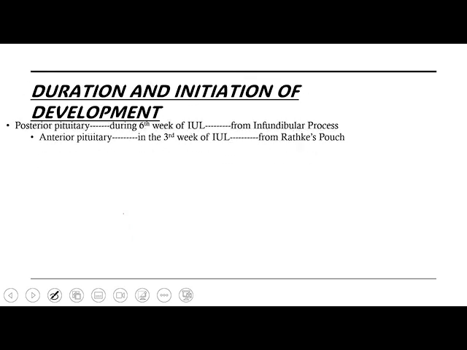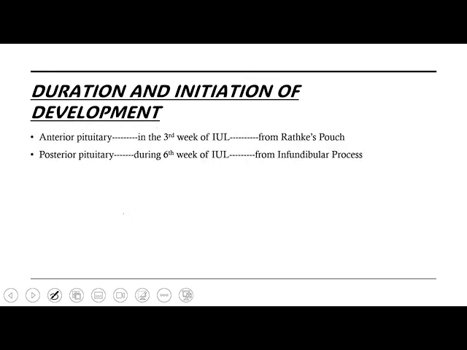Next, we can see the various durations as well as the initiation of the development of these two parts of the pituitary gland. In terms of the duration, the anterior pituitary gland is developed during the third week of intrauterine life from the Rathke's pouch, and the posterior pituitary gland is developed during the sixth week of intrauterine life from the infundibular process.